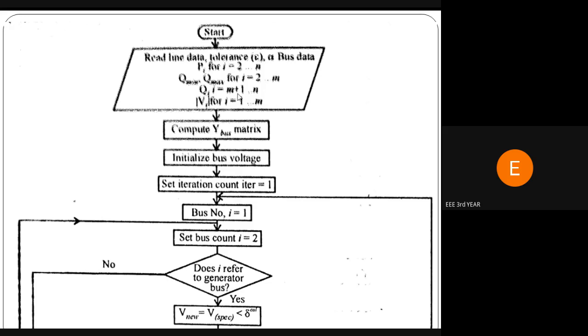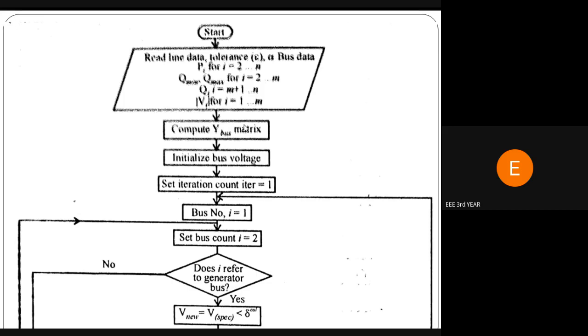From this, we have to compute the Y bus matrix. The first step is to compute the Y bus matrix, and the second step is to initialize the bus voltage. We have to fix the initial bus voltage, and then we have to start the iteration. So set the iteration count equal to 1. Then consider bus number 1.